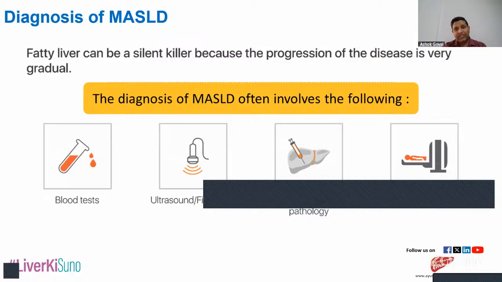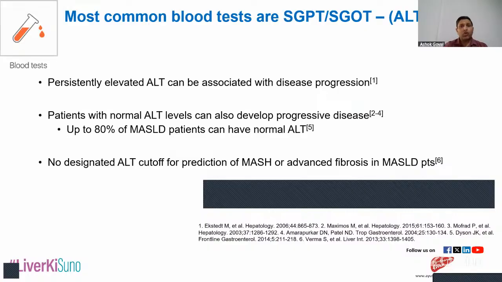Then, for better delineation, we have CT and MRI imaging techniques, which can help in diagnosing the patient of MASH or MASLD. So the most common blood tests are SGOT and SGPT, basically transaminases, which we can do through a simple liver function test. Persistently elevated alanine transaminase can be associated with severe disease progression. But not in all cases, because up to 80% of patients of MASLD can have normal ALT values also.